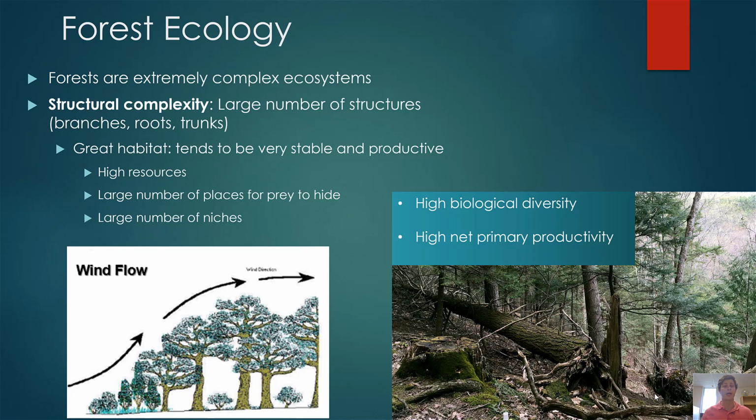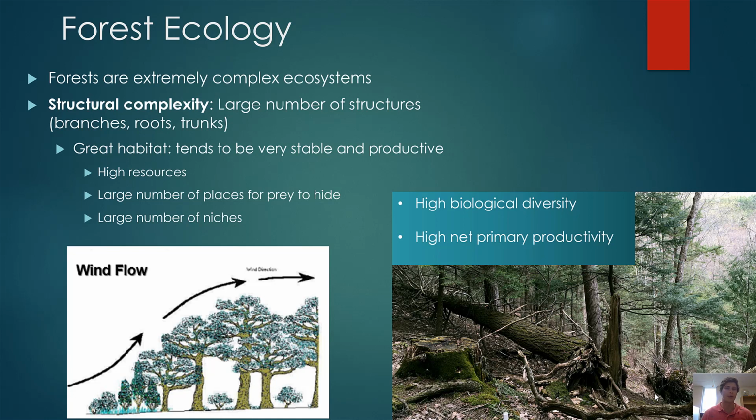Getting into a little bit of the ecology of forests, forests are extremely complex ecosystems, and this has a lot to do with something called structural complexity. Structural complexity is essentially the large number of interconnecting parts or structures in a given ecosystem. In forests, these are going to be things like the branches and the outer leaves in the canopy and the subcanopy of a forest, some of the trunks and maybe some of the shrubs in the lower layers, and then on the forest floor or beneath the forest, the roots that are interconnected.